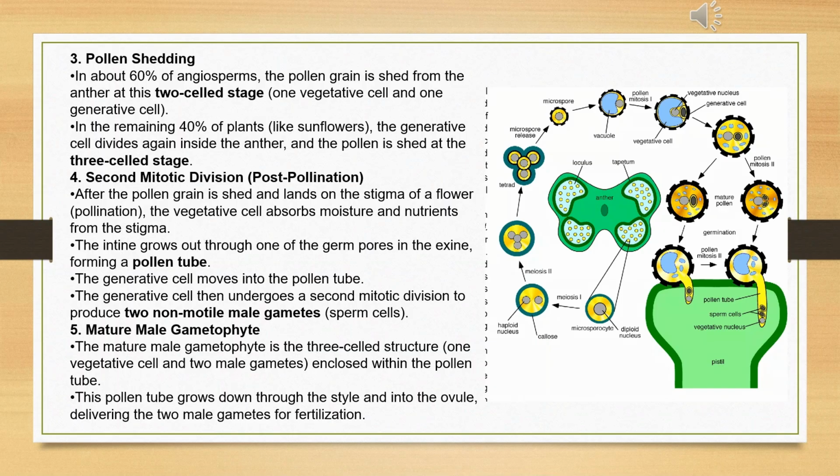The fifth one is the mature male gametophyte. The mature male gametophyte is a three-celled structure, one vegetative cell and the two male gametes enclosed within a pollen tube. This pollen tube grows down through the style and into the ovule, delivering the two male gametes for fertilization.